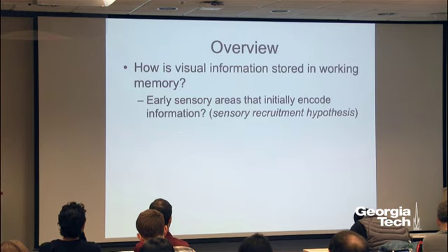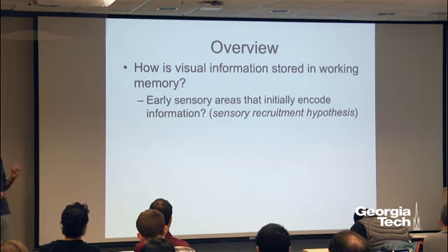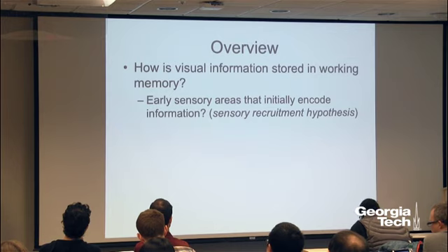And one of the interesting corollaries of that idea is that the way you remember things is by using or co-opting these sensory mechanisms. So that means the neural code for a memory is the same or is very similar to the neural code associated with seeing it in the first place. Okay?